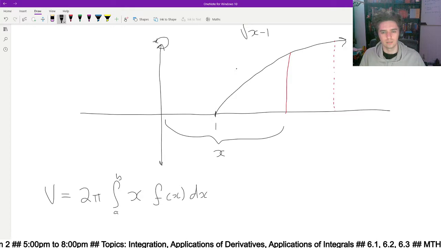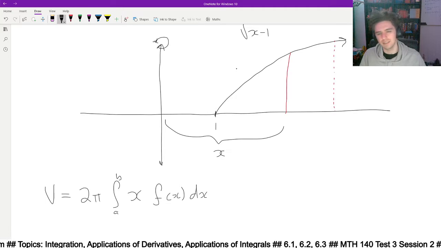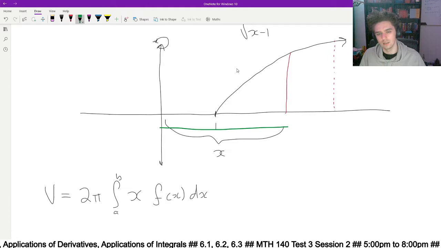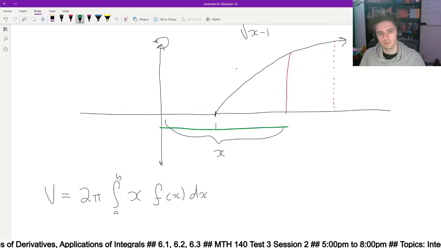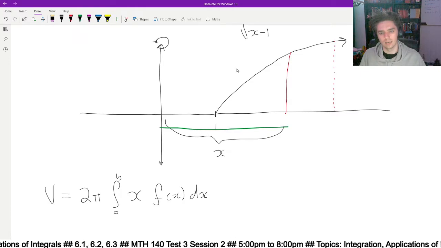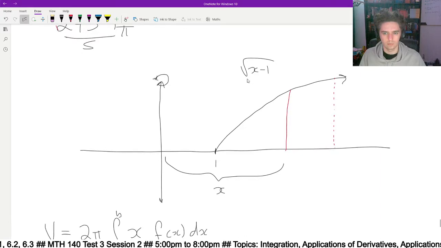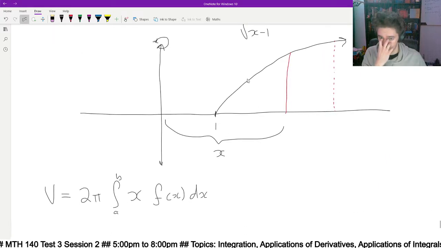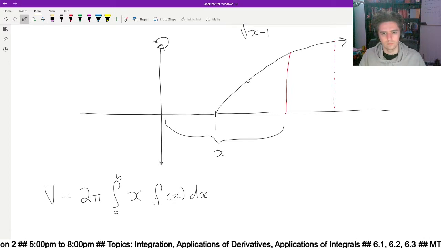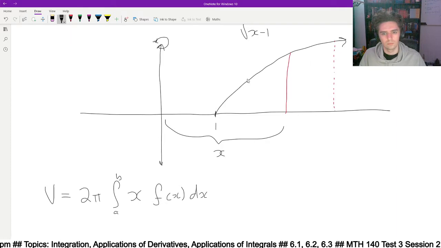Shouldn't it be 1 plus x? But the x value is 1 plus, like, this is still the x value, right? You have to do it in terms of y. It doesn't work if you don't do it in terms of y, I guess. I'm pretty sure you only edit the radius when you're not rotating around the x or y axis. If you're rotating around y equals 1 or x equals 4 or something, that's when the radius is now x minus something or x plus something.